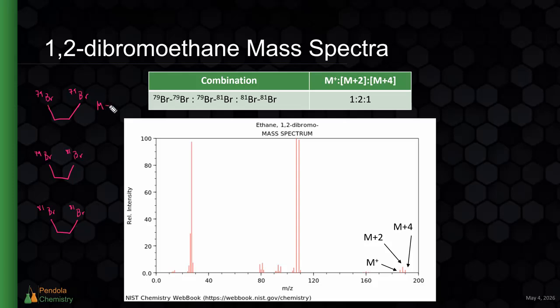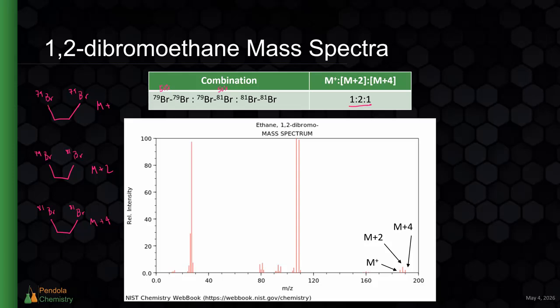The first is going to be the M plus peak, because it has the lowest numbers. This is the M plus 2 peak, because that 81 raises our molar mass by 2. And this is the M plus 4 peak, where both those 81s raise our molar mass by 4. Because of the 50% split between bromine 79 and bromine 81, we are going to get a 1 to 2 to 1 ratio between those peaks.